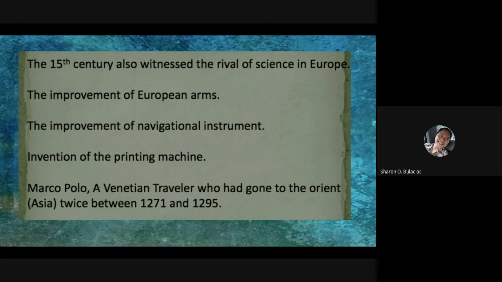So one example is the Venetian traveler named Marco Polo, where he was able to visit Asia twice in the 13th century. First in 1271, then next was in 1295. So he was able to document his experiences. Some would say some of his accounts were a little bit exaggerated. Exaggerated man or hindi, his accounts were some of the factors that caused some of the Europeans to also really want to travel to Asia.